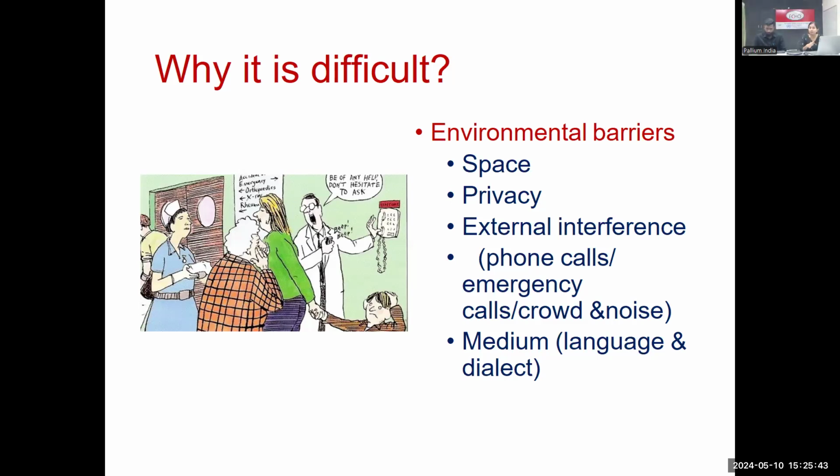External interference might be there. There might be phone calls. There might be crowd. There might be noise around you. That is how usual hospital settings are. There might be 100 things happening around you, and you just inform the patient that you have been diagnosed with cancer, the stage is so and so, and you just walk by, leaving the patient all alone there, right?